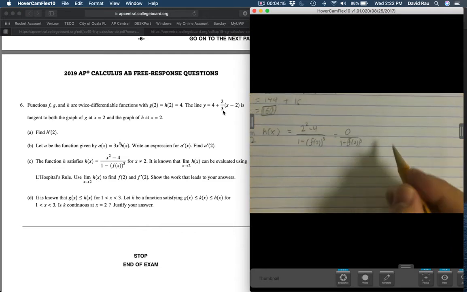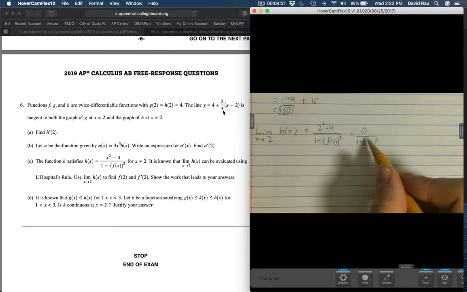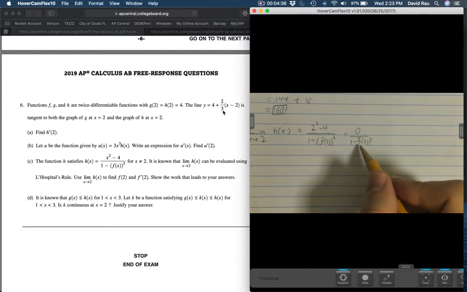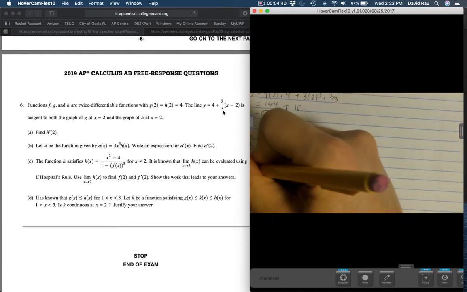And if L'Hopital's rule is going to be used, well, if you have 0 in the numerator, L'Hopital's rule either needs 0 over 0 or infinity over infinity. So in other words, if this whole numerator is 0, then your entire denominator has to be 0. So whatever 1 minus f of 2 cubed is, that has to end up being 0. And so what does that mean? Well, it leads us to finding the first part of our work. So I'm going to write it like this.